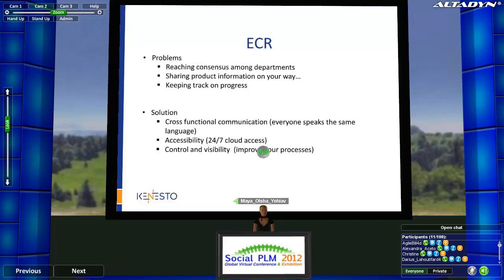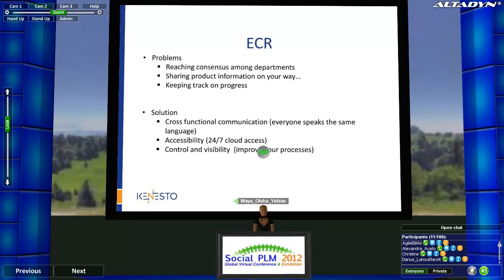Another problem that we kept hearing is keeping track of progress. As I mentioned before, who is the next person to execute the step? Where is it in the progress? If we're going back to the example that I gave with the envelope, who has the envelope on his desk? What if this person is on vacation? Well, nobody has clear accessibility to see what is the progress of the process.